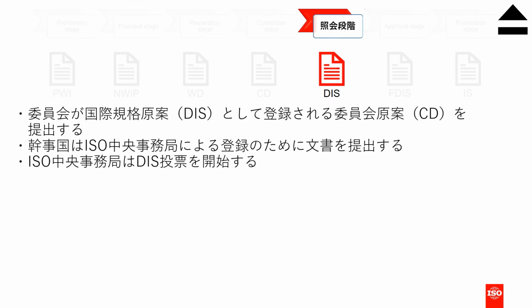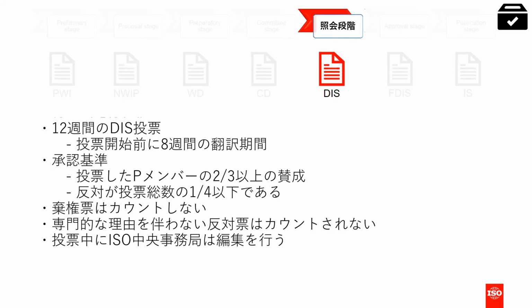Whereas previous ballots have been ballots internal to the committee and launched by the Secretary, at this stage, the Secretariat must submit the draft and its accompanying documents to ISO Central Secretariat, who then initiate the DIS ballot that will go to all ISO members. After an 8-week translation period, the DIS ballot can start for a duration of 12 weeks. The acceptance criteria are a 2/3 majority of voting P members and no more than a quarter of all the votes cast to be negative. Negative votes must be justified by technical reasons, or else they are not counted.